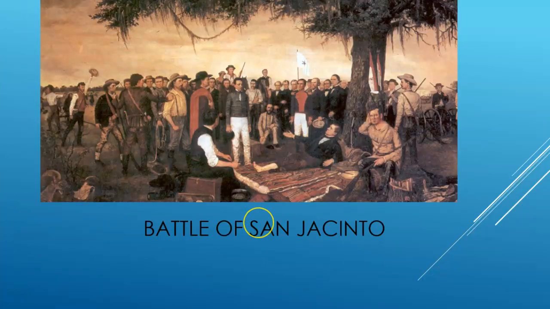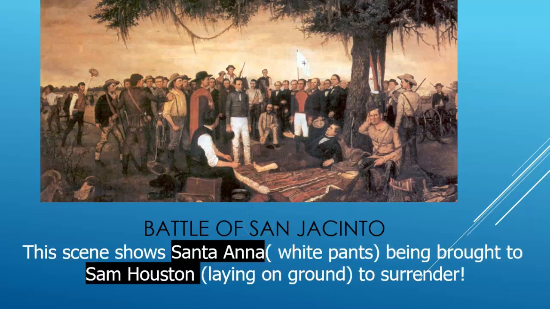And so due to his capture, you have this scene that occurs the next day where Santa Anna is brought before Sam Houston. You can sort of see Santa Anna here in the white pants, and he is forced to sign a document that basically allows Texas to be its own independent republic. So this is Sam Houston. So with that is the end of the Texan independence movement.